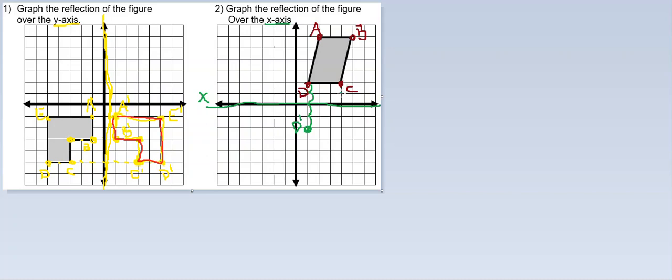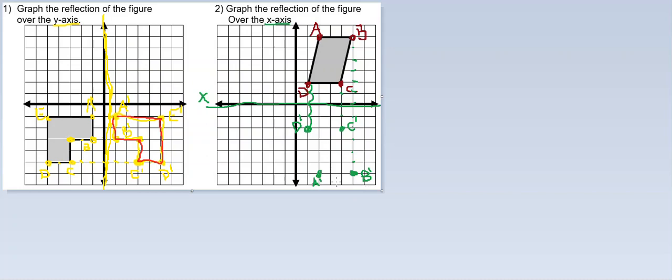I can do the same for C. 1, 2 away, 1, 2. And that would make it C prime. B, I see B here is 1, 2, 3, 4, 5, 6 away from the x-axis. So 1, 2, 3, 4, 5, 6, and that would be my B prime. A, I see, is even with B, so I also know that it's 6 away. So it's 1, 2, 3, 4, 5, 6, and that is my new point, A prime.